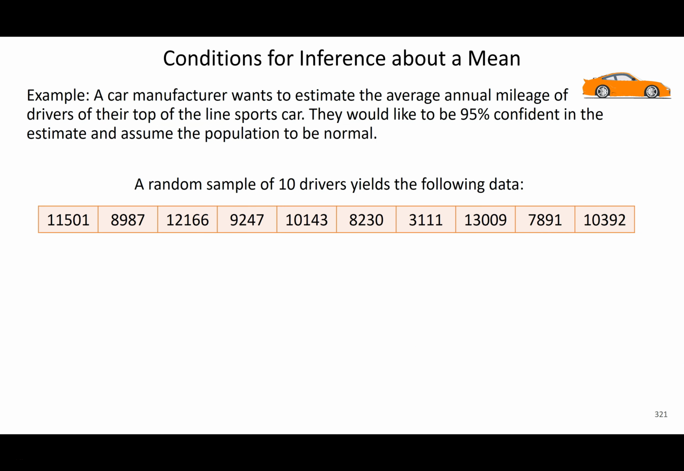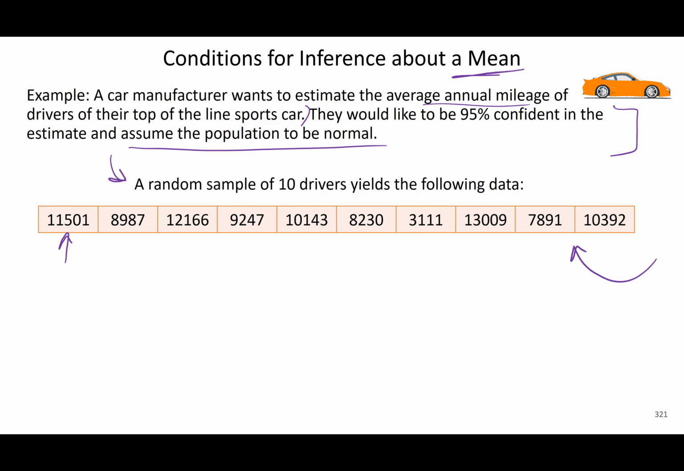So we're still interested in doing inference for a mean. We're going to start with 1. So I have a population. I'm interested in finding the mean for that population. The example we're going to work with, we have a car manufacturer that makes sports cars, and they want to know what the average annual mileage is for drivers of their top-of-the-line sports car. They want to be 95% confident in the estimate. And thankfully, we can assume the population to be normal. So what happens? They go ahead, they take a random sample of 10 drivers, and they get these data here.